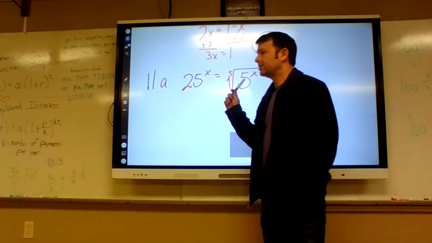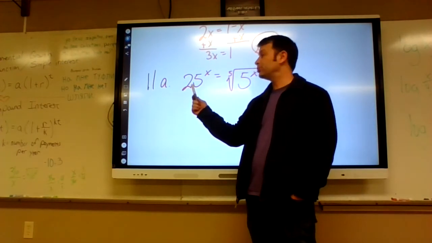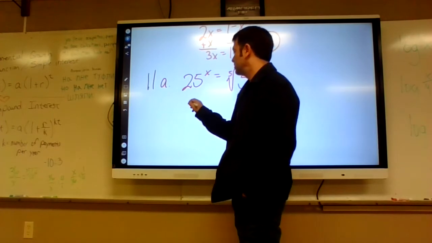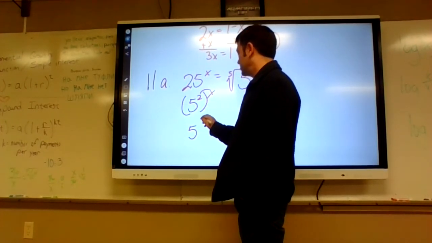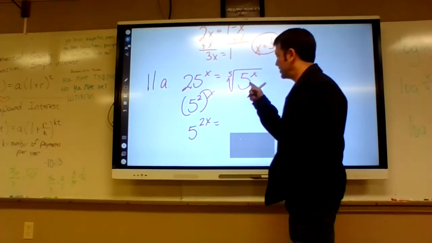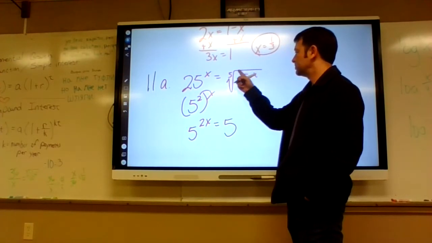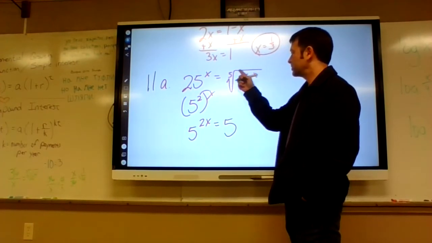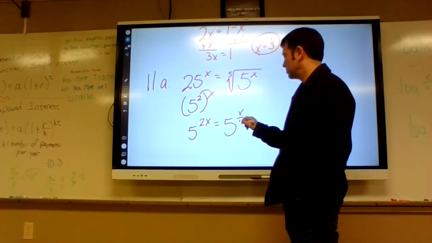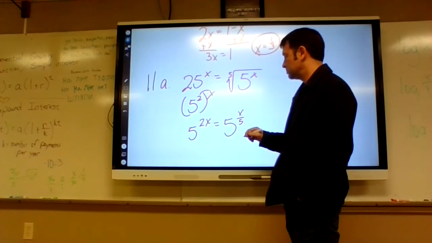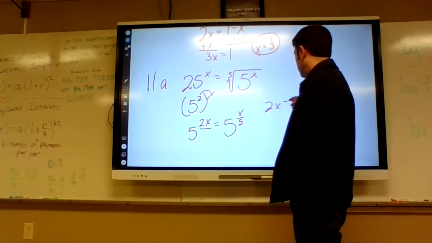Alright, so I see that my right side has a 5, so let's change 25 into 5 squared. And 5 squared to the x becomes 5 to the 2x. This side is 5 to the 1 over 5, x over 5. And if the bottom things are equal, then the top things are equal. So it's 2x equals x over 5.